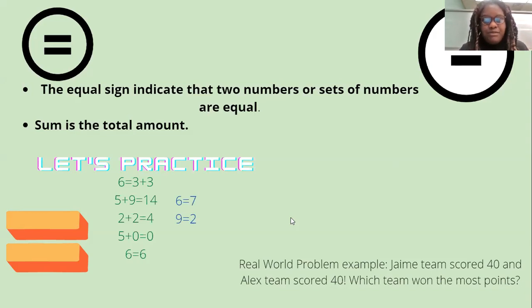One example of this would be Jamie's team scored 40 points and Alex's team scored 40 points as well. Which team won the most points? That is kind of a trick question because actually the score is tied. If Jamie's team scored 40 and Alex's team also scored 40, then that means that there is a tie. No one scored more than the other because 40 equals 40.